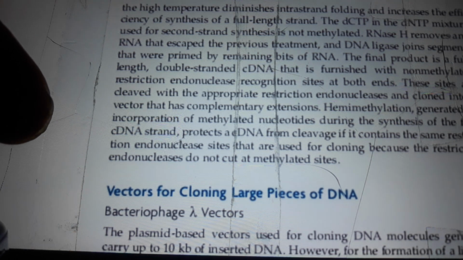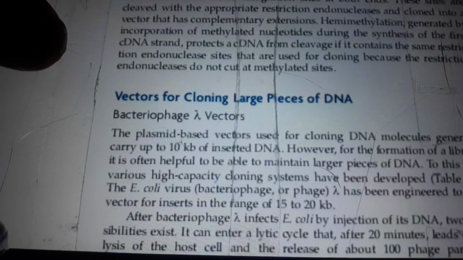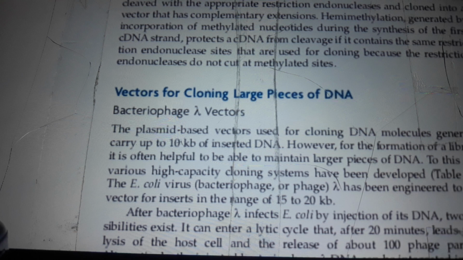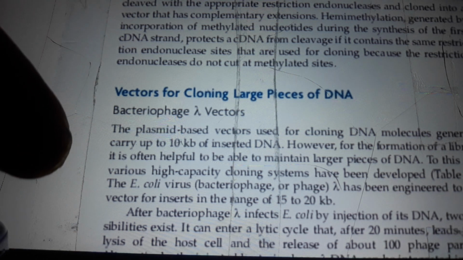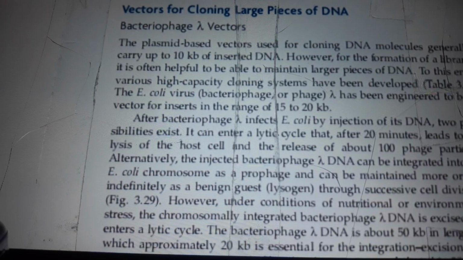Hemimethylation generated by incorporation of methylated nucleotides during the synthesis of the first cDNA strand protects cDNA from cleavage if it contains the same restriction endonuclease sites that are used for cloning, because the restriction endonucleases do not cut at methylated sites. Vectors for cloning large pieces of DNA: bacteriophage lambda vectors.